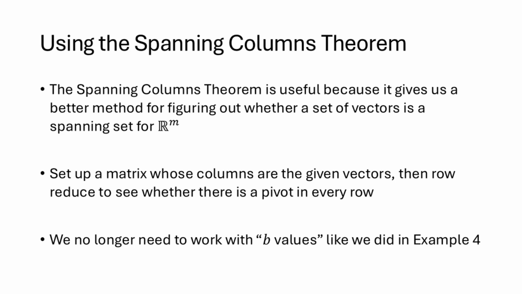Up until now, we've had to row reduce by hand an augmented matrix where the final column had b variables in it. We no longer need to do that. Instead, now we can just set up a matrix whose columns are the given vectors. So that won't be an augmented matrix. It'll just be a matrix whose columns are the given vectors. We row reduce that and then check to see if there's a pivot in every row.